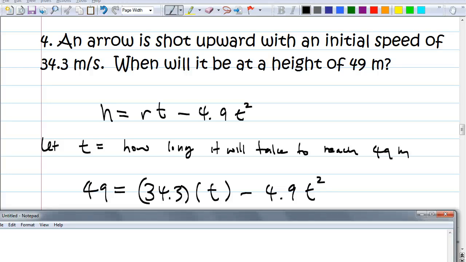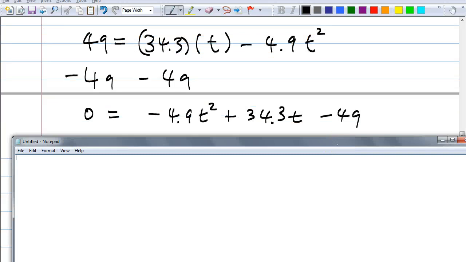The same way as before. Is this a linear equation? No, it's not. It's t to the second power, so it's not linear. So you have to make it equal to 0 by subtracting 49 from both sides, the same way that we've been doing. Go ahead, everybody try. Did you all get this? 0 equals negative 4.9t squared.